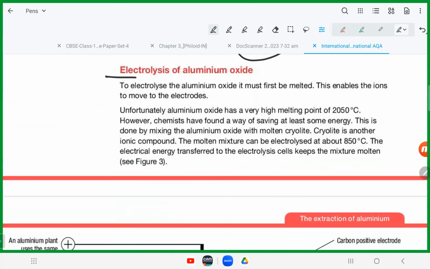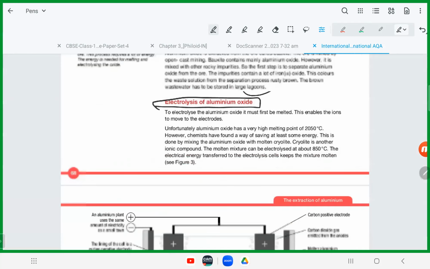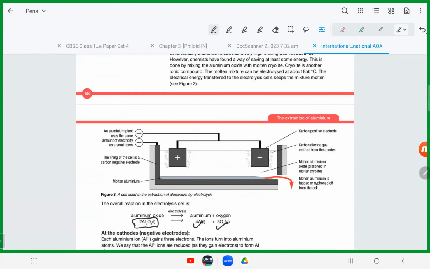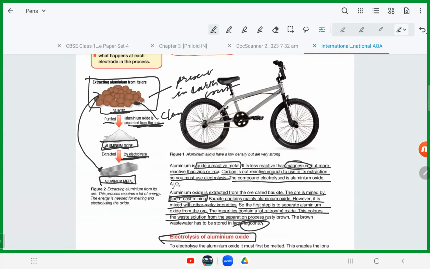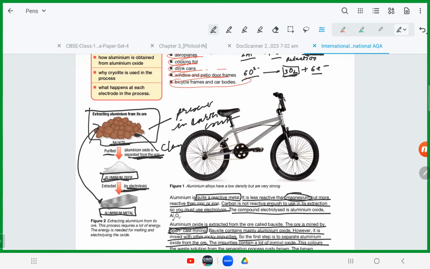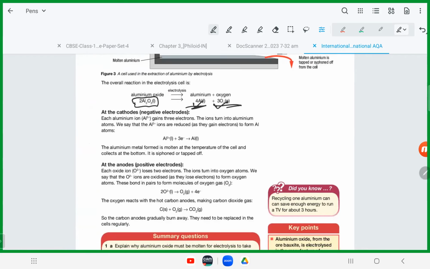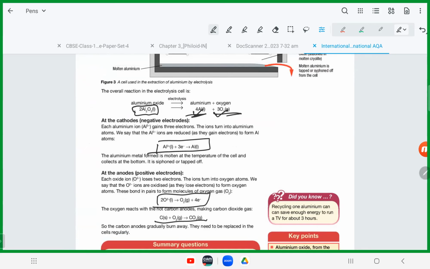Electrolysis of aluminum oxide. You can see here they have taken two molecules of Al2O3, so they are getting 4Al and 3O2. That is what I explained here. You can see 2Al2O3 there, so they are getting 4Al, and how much oxygen? 3O2. Here Al3+ gains 3 electrons to become Al, and O2- becomes O2. So easily you can understand here.